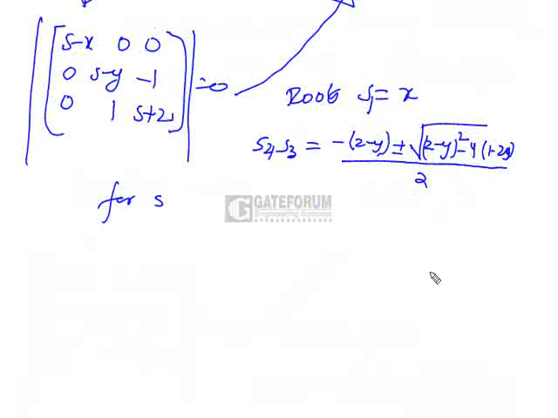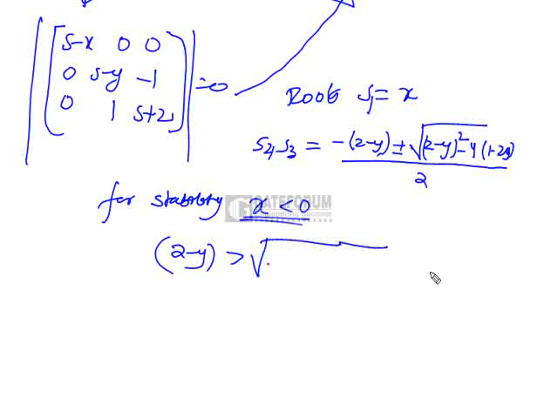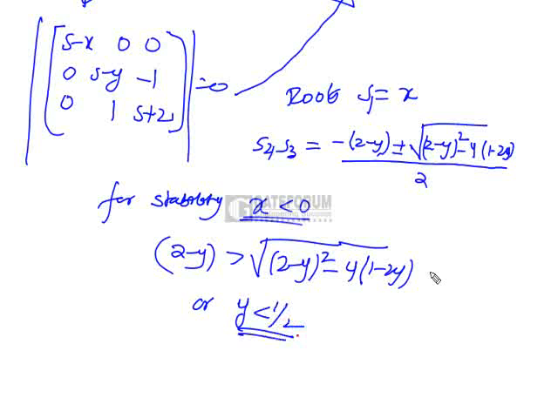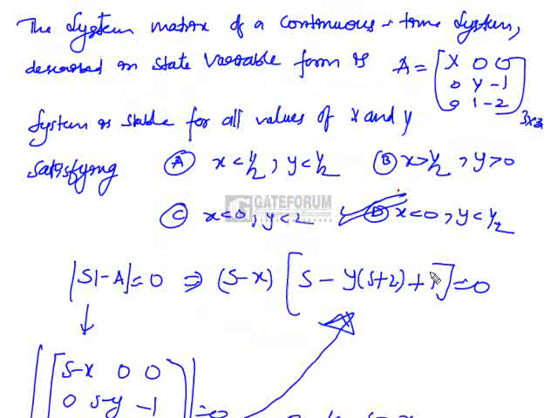Okay, for stability point of view, this x value always should be less than 0. And 2 minus y is greater than the square root of (2 minus y) whole square minus 4 into (1 minus 2y). Or I can write this one as y should be less than 1 by 2. It should not be equal to 0. Okay, so option D is the correct answer.